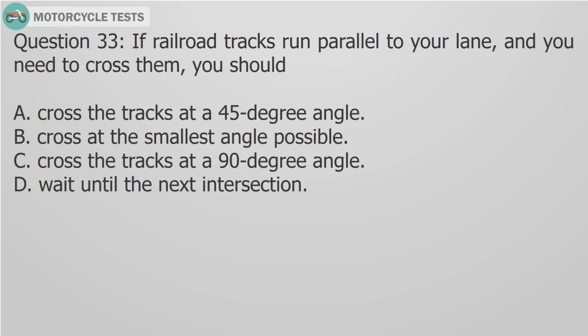Question 33. If railroad tracks run parallel to your lane, and you need to cross them, you should A. Cross the tracks at a 45-degree angle. B. Cross at the smallest angle possible. C. Cross the tracks at a 90-degree angle. D. Wait until the next intersection.